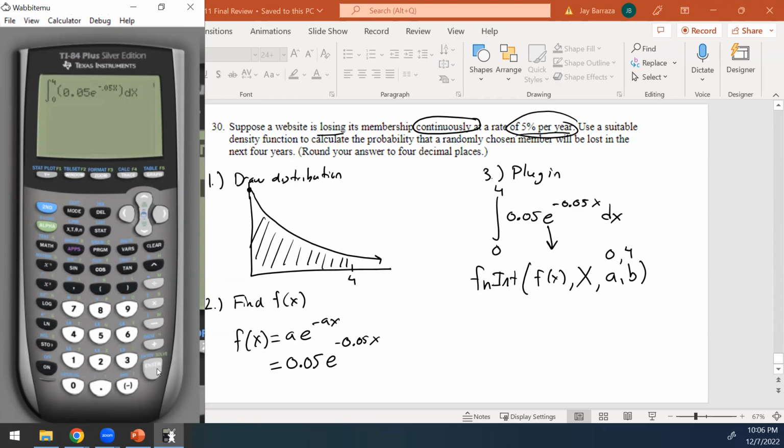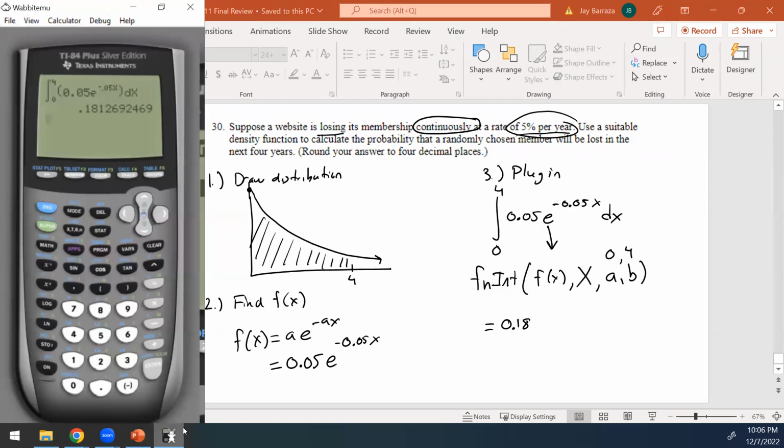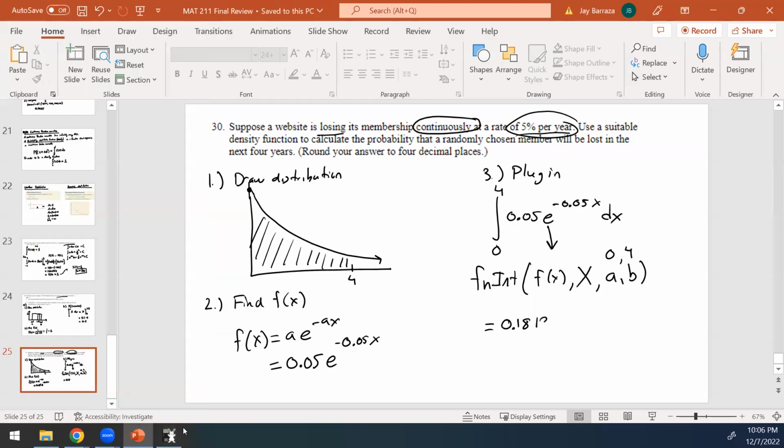And then press enter. And that's your answer. There is an 18% chance, or a probability of 0.1813. I want to see if that's correct on number 30. Yep. And that's how you do it. Don't do that one by hand because you're just going to waste time. It's a lot of numbers you have to deal with.